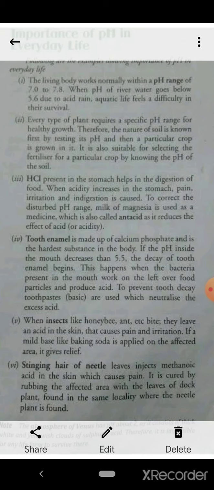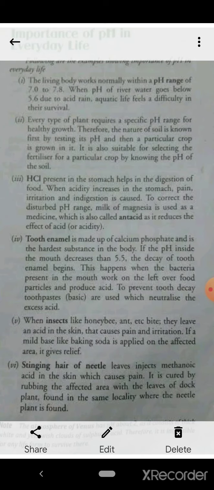We can also consider self-defense of animals and plants through chemical warfare, such as bee-sting and leaves, with acids which cause pain and irritation. Use of a mild base like baking soda on the stung area gives relief. Stinging hair, etc., inject methanoic acid causing burning pain.